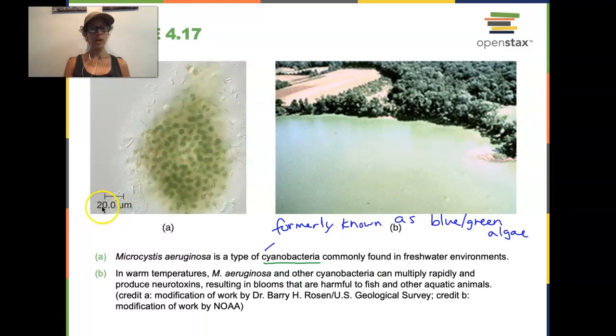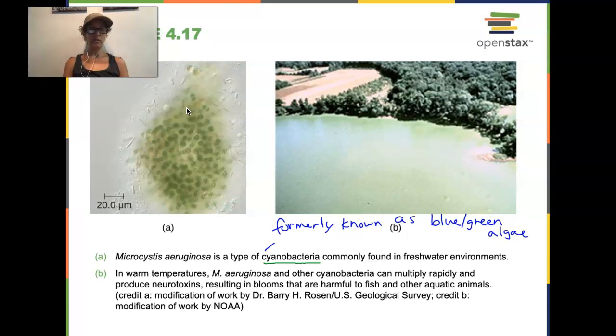On the right, now we have 20 microns as our scale bar, so this is an extremely large prokaryote. It's Microcystis aeruginosa. It's a form of cyanobacteria. These were formerly known as blue-green algae. Blue-green because of the pigment color, and algae because they were so big. It was thought that all of these green dots were chloroplasts and were just obscuring the nucleus and we couldn't see it. But genetic testing indicated that these were indeed prokaryotes.